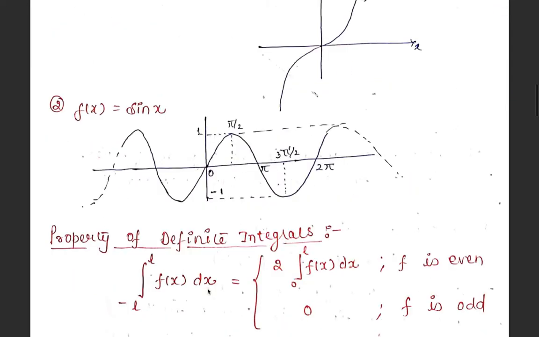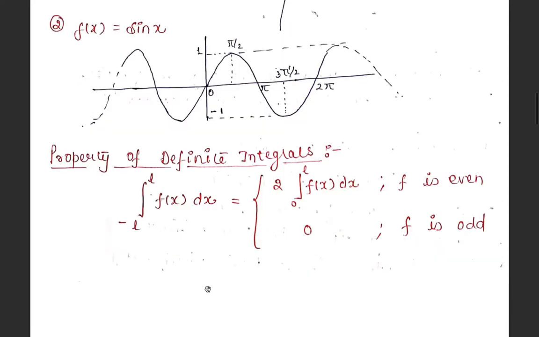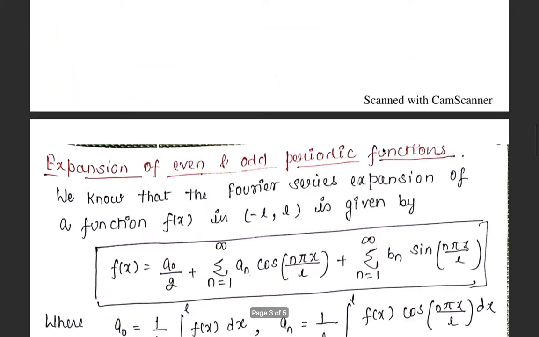So now we are going to use the even and odd function to evaluate the integral minus L to L f of x dx. And we already know that this integral value is 0 whenever f is odd, and if f is even, then we can write this integration as 2 integral of f of x taken within the limits 0 to L. Next, we are going to discuss how the Fourier series expansion of an even or an odd function can be obtained.